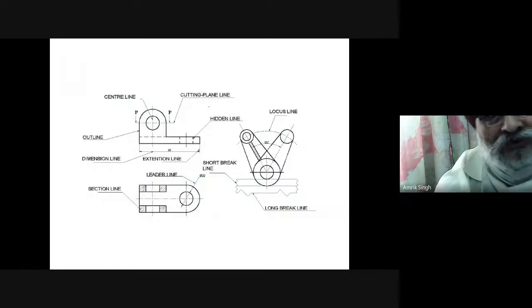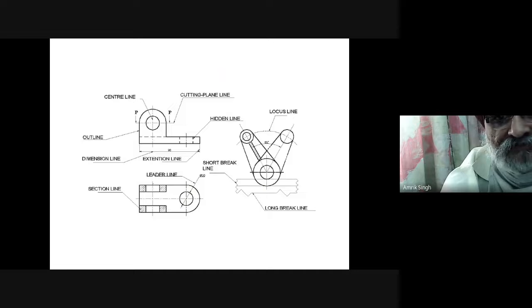Okay. So you can see here, it is a part. So you see a center line, how it is shown. Okay, it is showing the center. So this is a cutting plane line. So we are cutting it. So it's a cutting plane line. It is an outline. So it is drawn thick. It is a hidden line. Hidden line means there is a hole, but it is not visible. So we draw it hidden. We cannot see. Okay, so it is a hidden line.